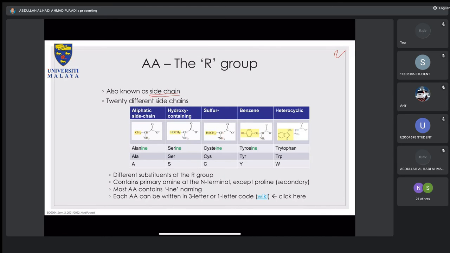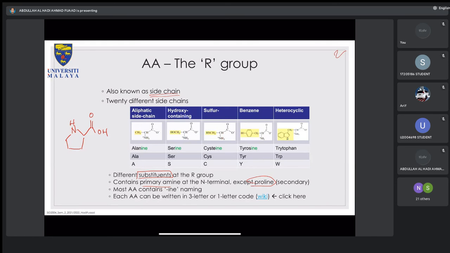The R group, basically, is the side chain. You have 20 different side chains, one for each amino acid. There is a different substituent per R group. Each contains a primary amine at the N-terminal, except for proline. If you look at the structure, proline has a cyclic structure like that, so it's not a primary amine, it becomes a secondary amine. But nonetheless, it is still reactive, and using a catalyst you can react it and form a peptide bond.